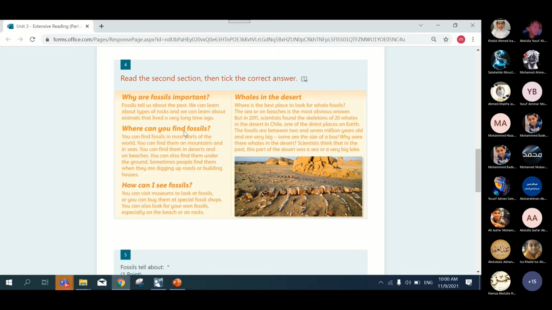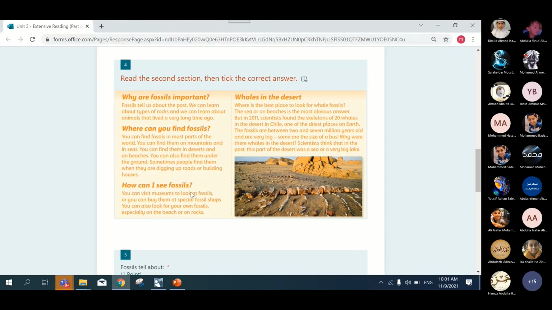Where can you find fossils? You can find fossils in most parts of the world. You can find them on mountains and in seas. You can find them in deserts and on beaches. You can also find them under the ground. Sometimes people find them when they are digging up roads or building houses.